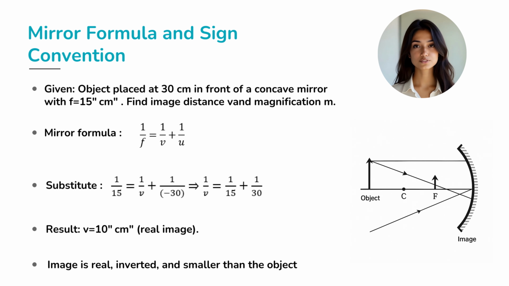Now, for the magnification, we use the formula m equals negative v over u. Substitute the values, m equals negative 10 divided by negative 30, which equals 1/3. That means the image is 1/3 the size of the object, smaller but perfectly proportioned. Always remember to apply the sign conventions, negative for distances measured against incident light and positive otherwise. One wrong sign can flip your entire answer.